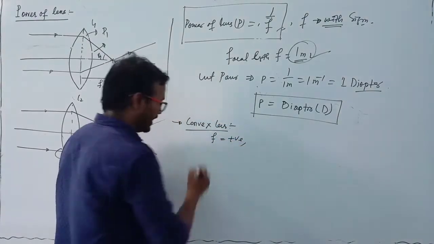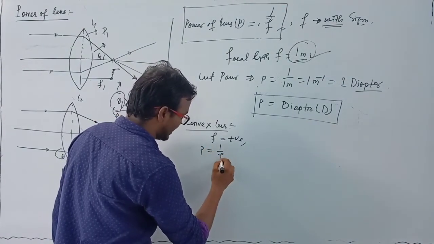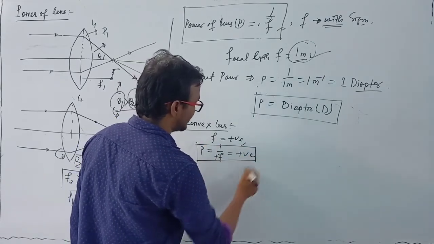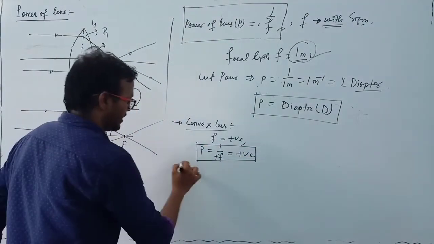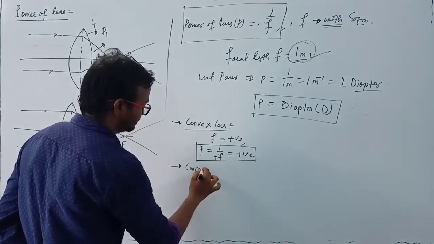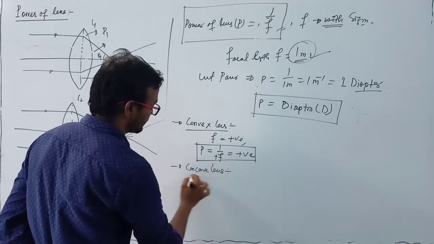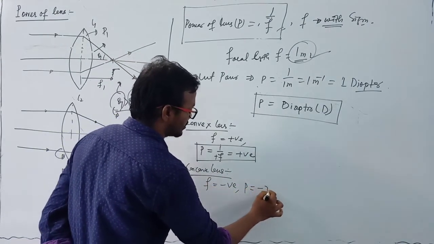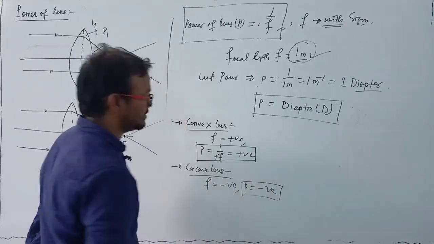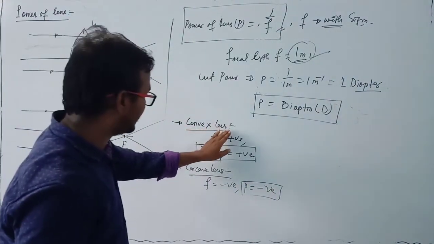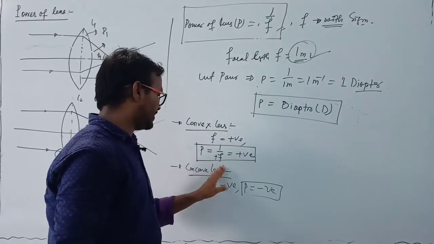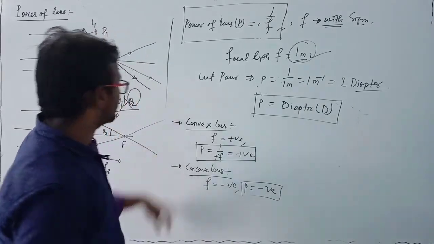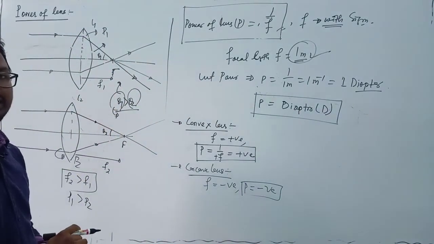For a convex lens, we already know the focal length has a positive sign, and in this case the power, 1 by F, will be positive. That means the power of a convex lens is positive. But in case of a concave lens, the focal length is always negative, so the power is also negative. Clear? You have to remember this. For a convex lens, the power is positive. For a concave lens, the power is negative. Okay, these are the concepts regarding the power of a lens.